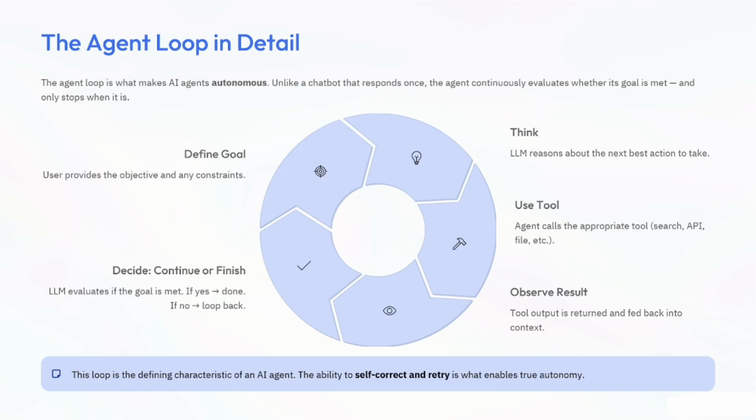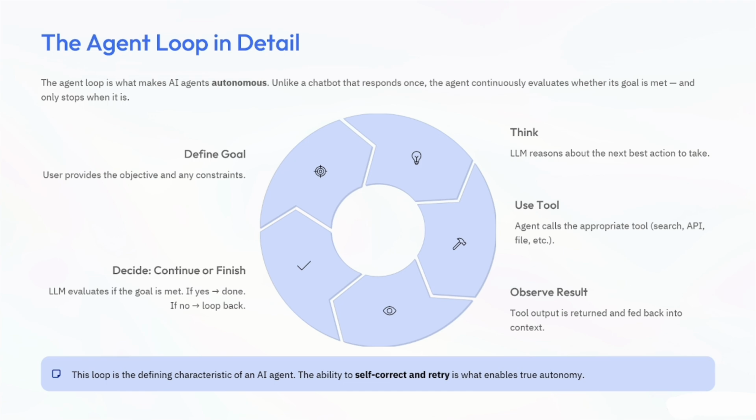Unlike a chatbot that responds once, the agent continues to evaluate whether its goal is met and only stops when it is. I hope you got the point. Basically, what it is telling is that an AI agent is all about not only responding once, but continuously evaluating whether its goal is met, and only then stopping. Okay, so how does it work?